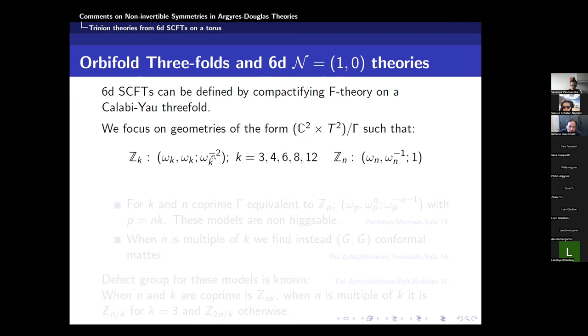So here we have the action on the torus, which is Z_{K/2} when K is even, and Z_K otherwise. Since on the torus we can have only Z_2, Z_3, Z_4, and Z_6 actions, the only choices for K which are allowed are these ones, assuming, of course, that the action of Z_K on the torus is non-trivial. The other generator is just Z_N acting on C^2. Here we could have chosen any ADE discrete subgroup of SU(2), but we will consider only this case for the SU(N) trinions we are interested in. This will be enough.